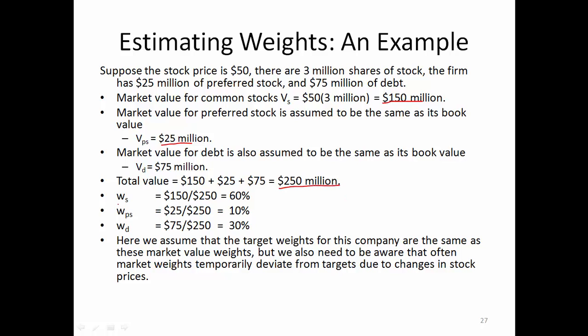What is the percentage of common equity? It is 150 over the total 250, so that's 60% weight from equity capital, so that's WS. And for the preferred stock, 25 out of 250, and that is 10%, and that's WPS. For debt, 75 out of 250, that's 30%, and that's WD. And you notice these 3 numbers, when they add up together, that should give you 100% or 1.